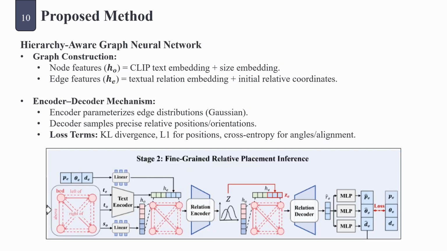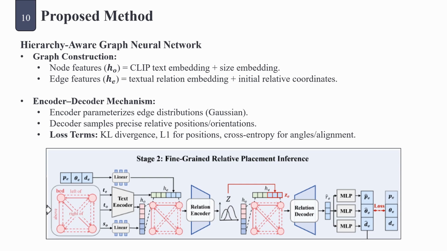The second component is the hierarchy-aware graph neural network, which refines the spatial details. In this network, nodes represent objects or functional areas and edges capture pairwise spatial relationships. Node features combine the CLIP text embedding of object description with size embeddings, while edge features incorporate the textual relationship embedding and initial relative placement data.